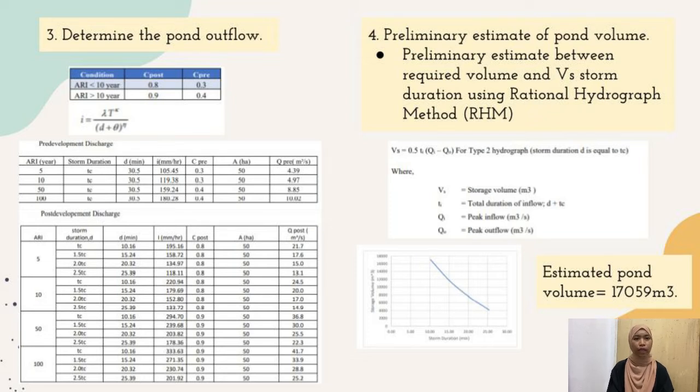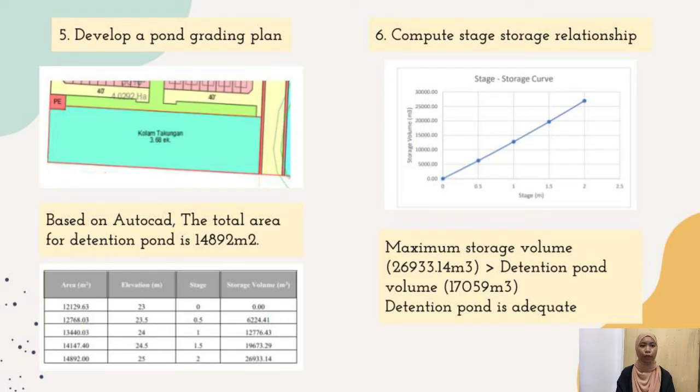Next, step number 4 is the preliminary estimate of pond volume. So the preliminary estimate is between the required volume and storm duration using the rational hydrograph method. Step number 5, we develop a pond grading plan. This is the drawing from AutoCAD of the detention pond system. Based on AutoCAD, the total volume for the detention pond is 14892 meter cube.